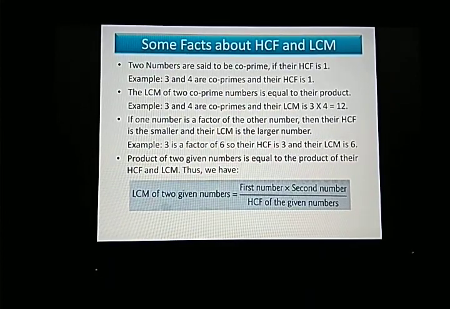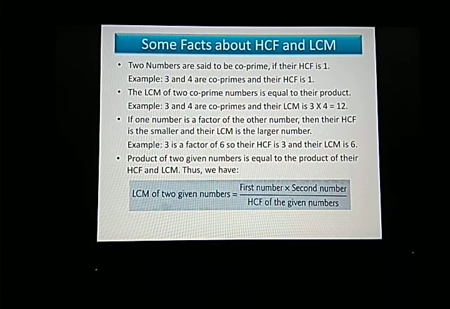The formula for this is: LCM of any two given numbers is equal to first number into second number divided by HCF of the given numbers. So if we take this on the left hand side, it will be LCM of the two given numbers into HCF of the two given numbers, and that will give us the product of the two numbers. Here the formula is written in a slightly different way, but ultimately it gives us what is written in this statement. So I hope you all have understood this chapter as well as today's topic.